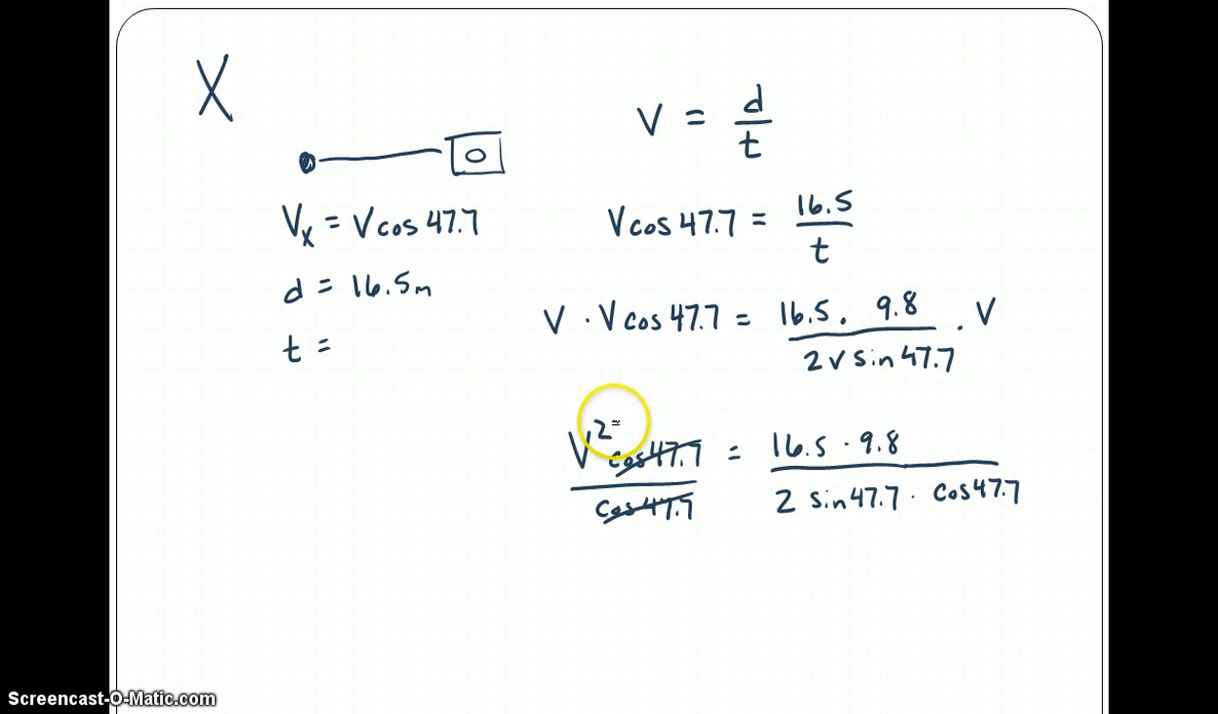To undo my square, I just take the square root, which means I just need to take the square root of this expression. Now, 16.5 is a number, 9.8 is a number. By the way, this would be in meters. This is in meters per second squared. That would give me meters squared per second squared. When I take the square root of that, that gives me my meters per second.